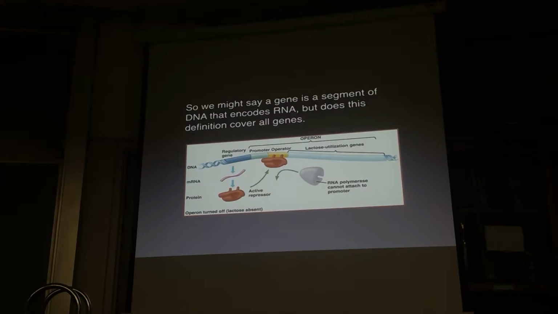So we could just say a gene is a segment of DNA that encodes RNA, but that leaves out our regulatory units when we're talking about operons, because in the operon you've got a promoter region and you've got an operator region, and sometimes there's another section in there that we didn't talk about, the attenuator. So what are those things? Those are sections of DNA. They don't encode anything.